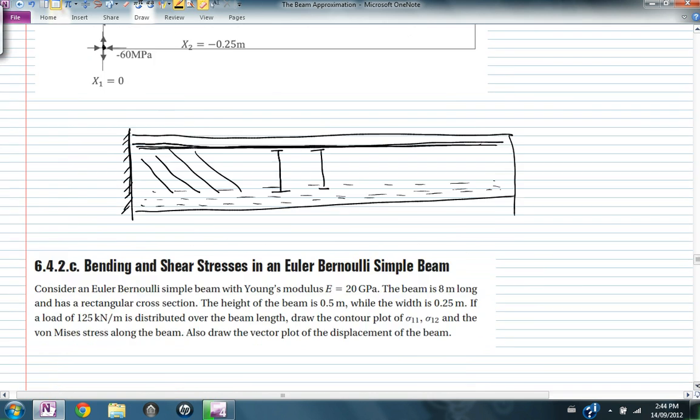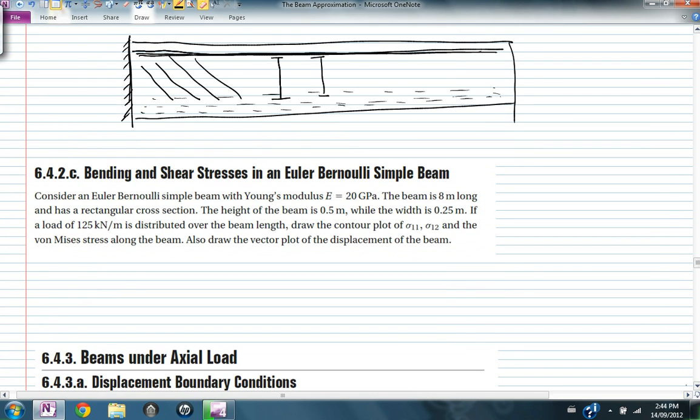You have different other problems throughout your notes. For example, problem number 6.4.2.c, we already showed how to solve it in the derivation above, and this is a simple beam with Young's modulus of 20 gigapascal. The beam is a simple beam with a length equal to 8 meters. The boundary conditions are y is 0, moment equals 0, y is 0, moment equals 0.